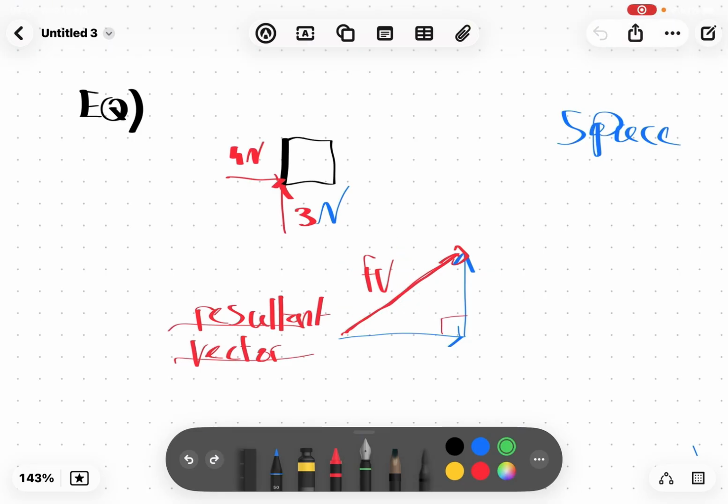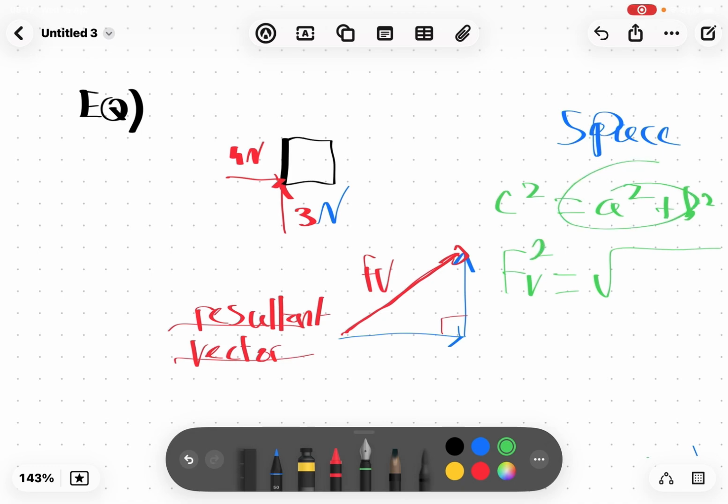The way you find it is the basics of maths. You know how c squared equals a squared plus b squared, right? It's the same here. So FV equals the square root. We can just input this in a calculator straight away. So we have the square root of 4 squared plus 3 squared, and that equals 5.